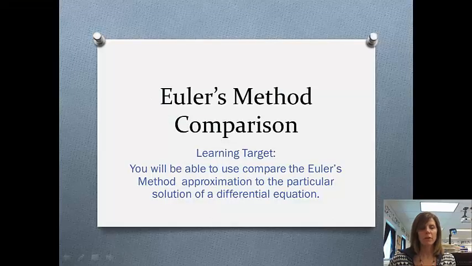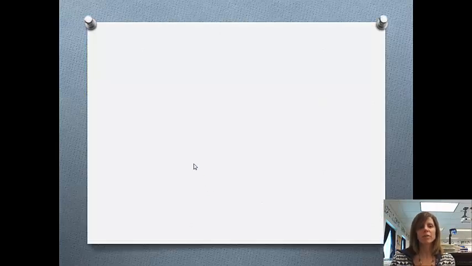Now that you're familiar with Euler's method, we are just going to compare the answer that you get from Euler's method and the particular solution. At the end of this lesson, you'll be able to compare Euler's method approximation to the particular solution of a differential equation. Please keep in mind that you aren't always able to find that particular solution, but when you are, I just would like you to get a good idea of what it looks like when we're finding it, so you have a better understanding of Euler's method.